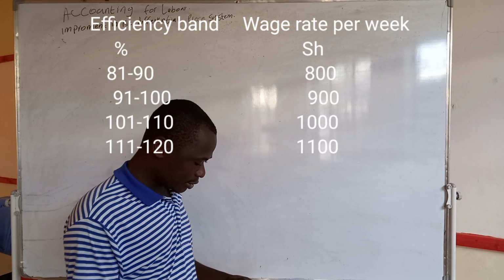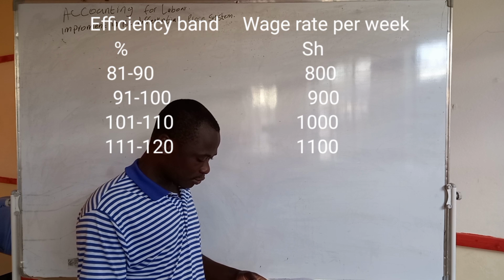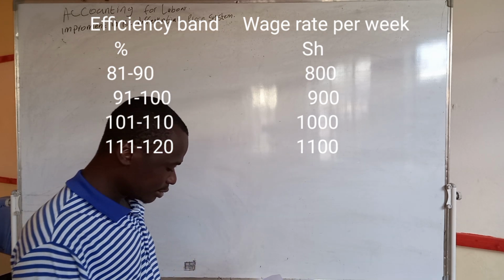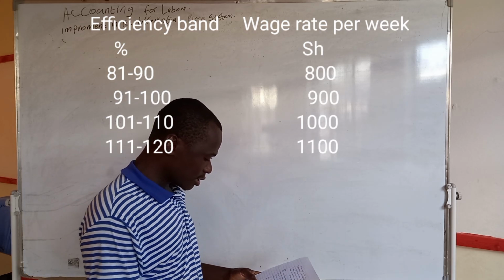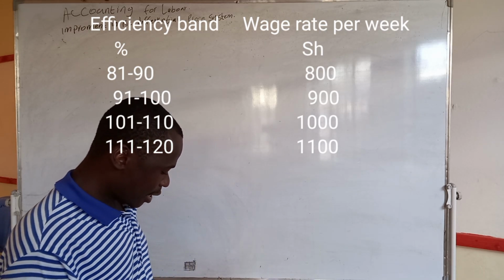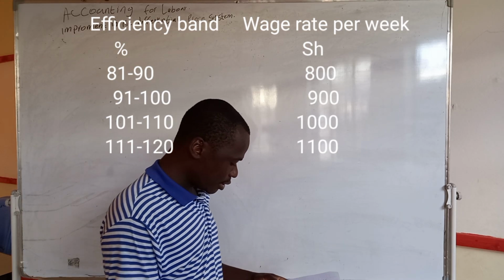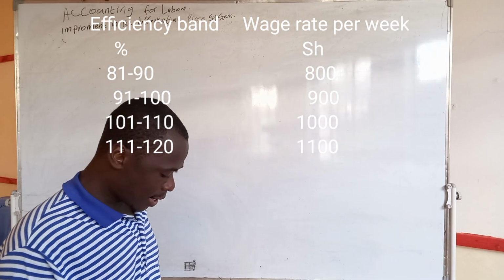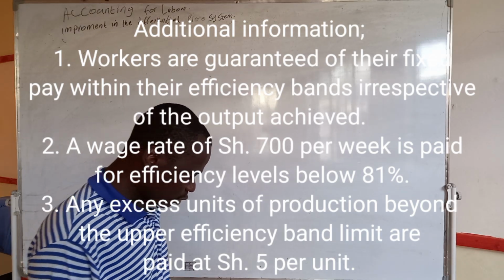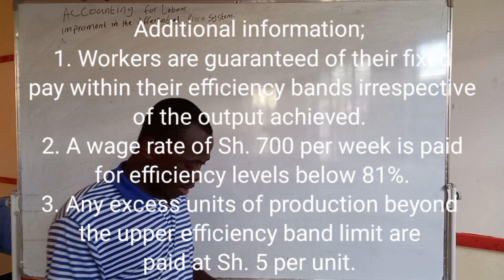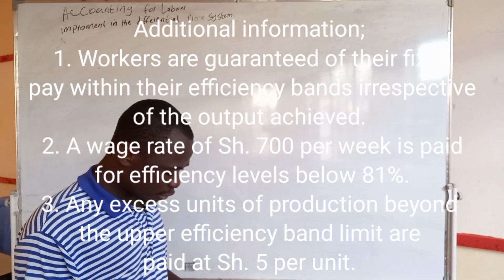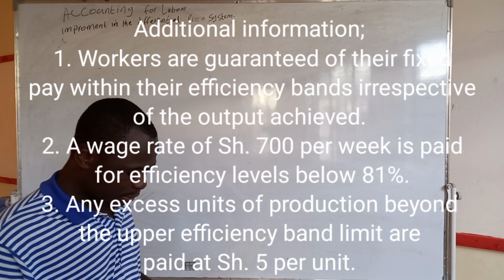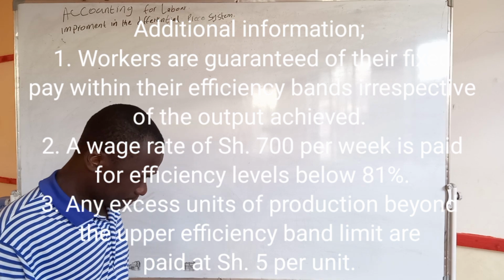91 to 100%, it goes for 900. 101 to 110 goes for 1,000. And 111 to 120 goes for 1,100. Additional information: workers are guaranteed their fixed pay within the efficiency bands, irrespective of the output achieved.